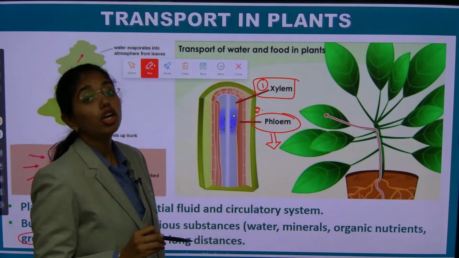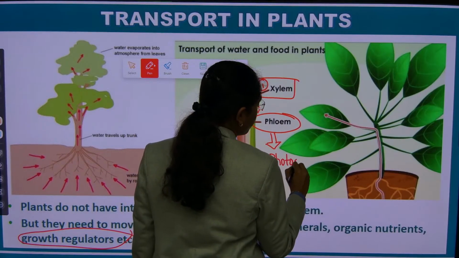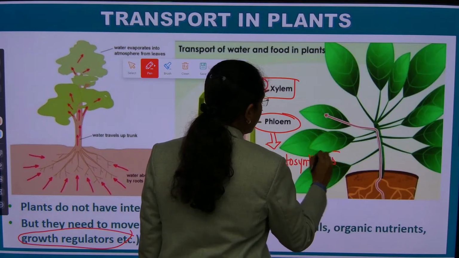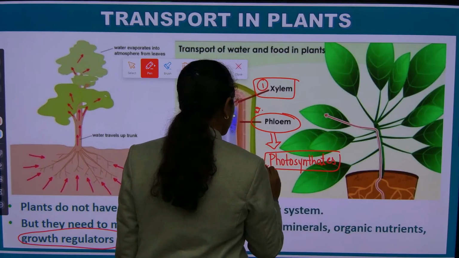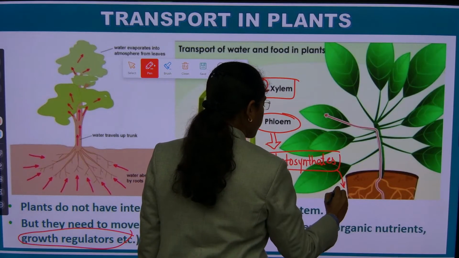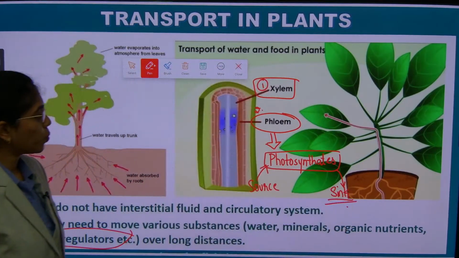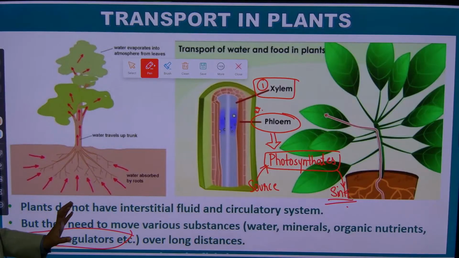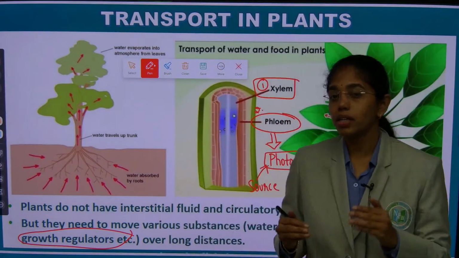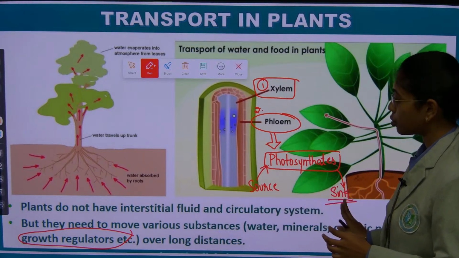Photosynthates are nothing but sugar molecules. These photosynthates will be transported from source to sink. There is no circulatory system present in the plant, but a strong vascular system is developed. Fine, right? So, this is from source to sink.